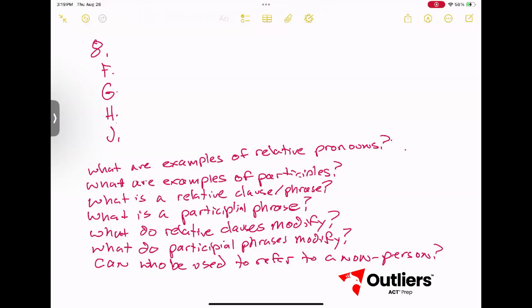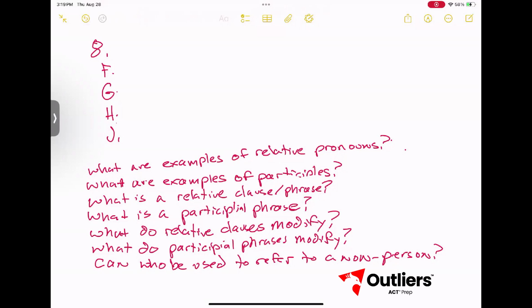What is a relative clause or relative phrase? It's a clause or phrase that starts with a relative pronoun. What is a participial phrase or clause? It is a phrase or clause that starts with a participle. What do relative clauses modify? Relative clauses or phrases modify the exact word or phrase that precedes them.